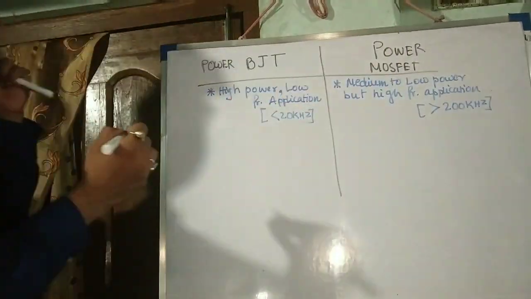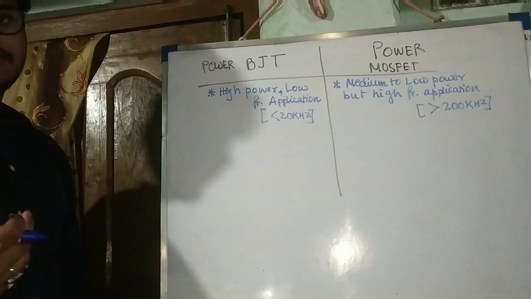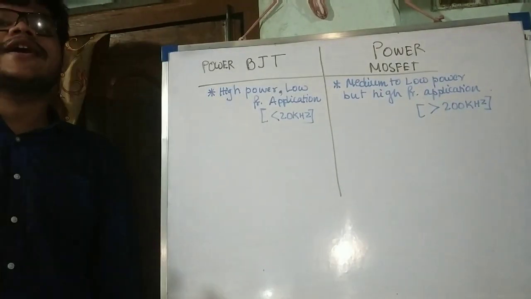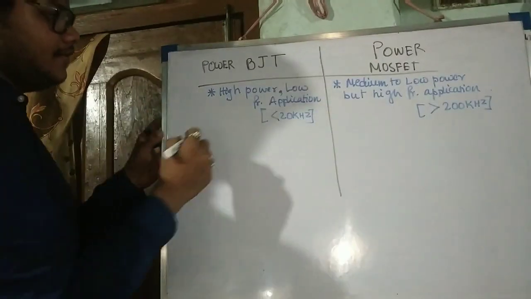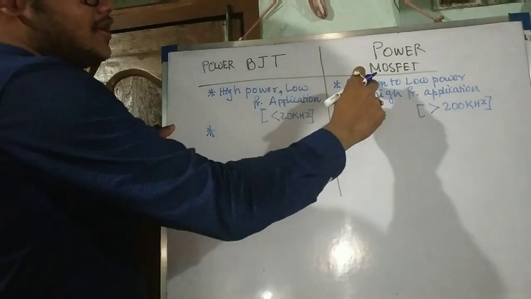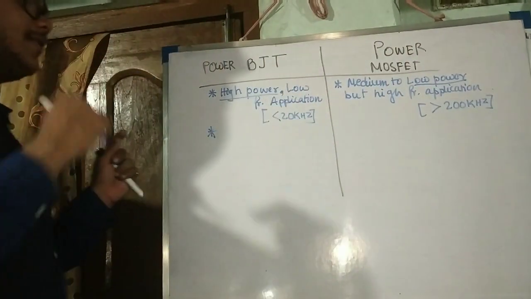You are wondering that in this frequency band, which device is used? The next device we will study is IGBT. In this frequency band, IGBT is used. See, this is medium to low power or mainly low power, and this is high power.